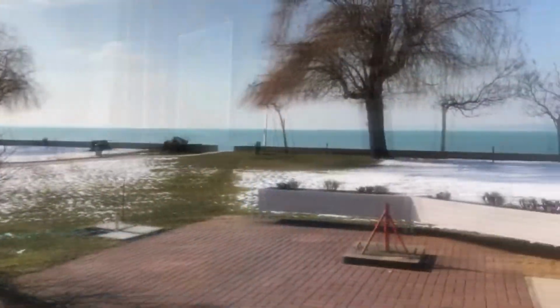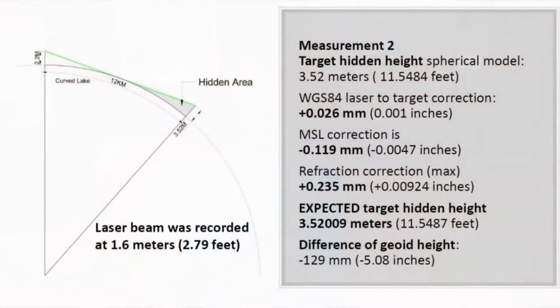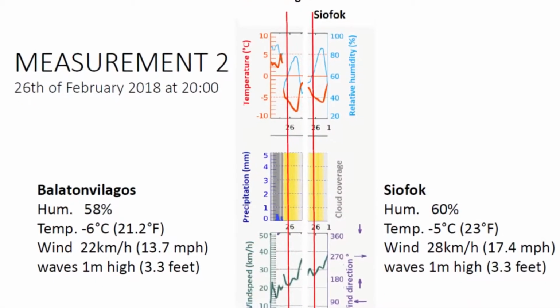The blue laser was placed at 2.2 meters above the lake surface. By calculating the target hidden height from a distance of 12 kilometers, we get the 3.52 meter minimal observation height to be able to see the ray of the laser beam. The measurement clearly showed that the beam was visible from 1.6 meters above the lake surface.